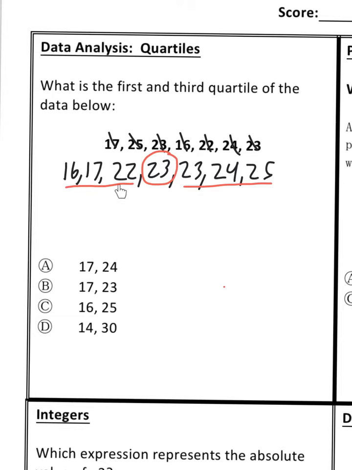So the middle of these 3 numbers is 17. The middle of these 3 numbers is 24. That means 17 is the first quartile. I'll label that Q1. And 24 is the third quartile, which is Q3. So 17 and 24 is A. If you had that, give yourself a C.